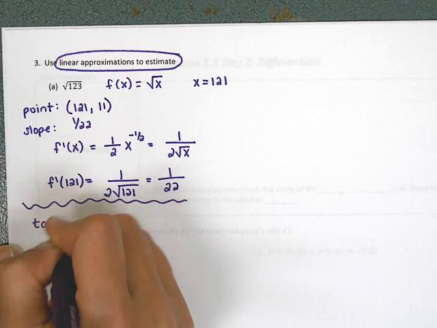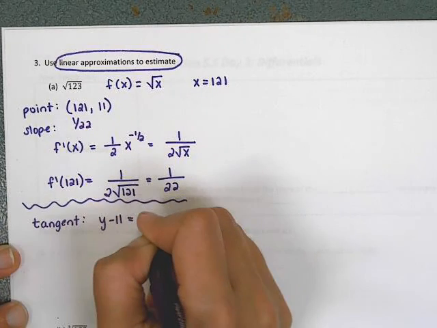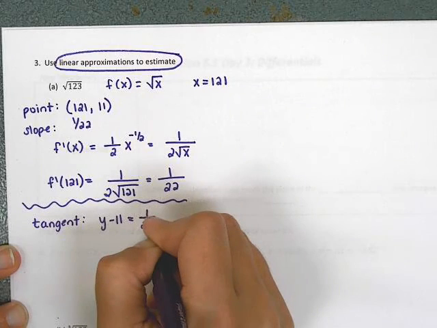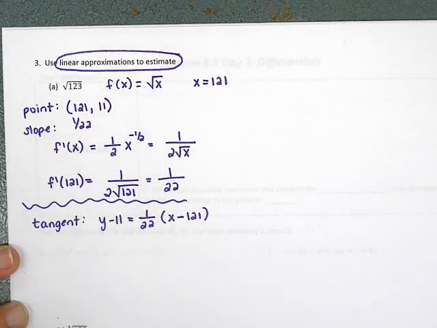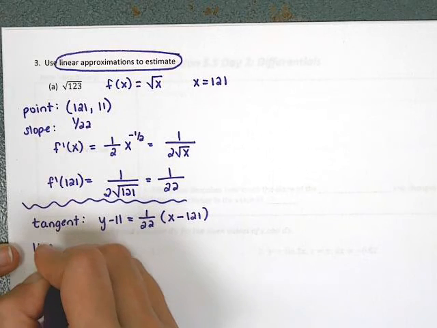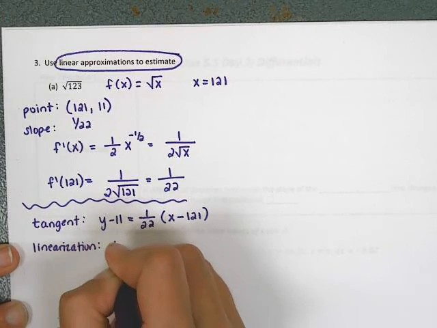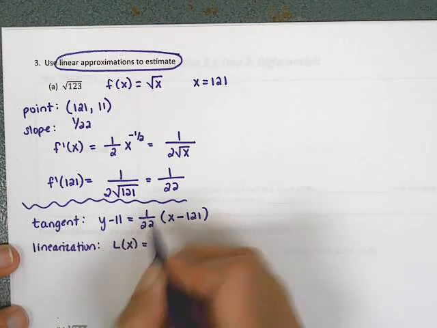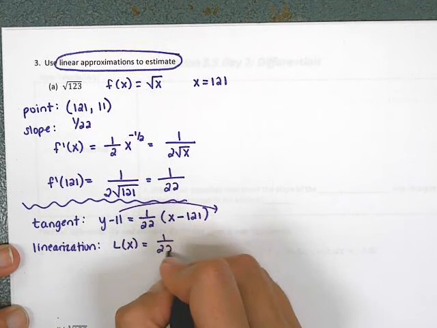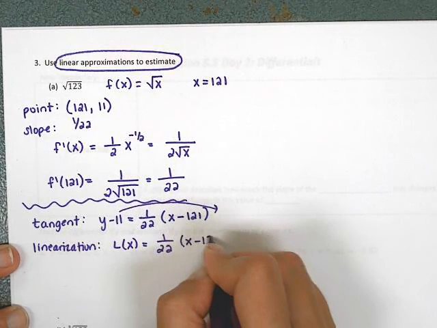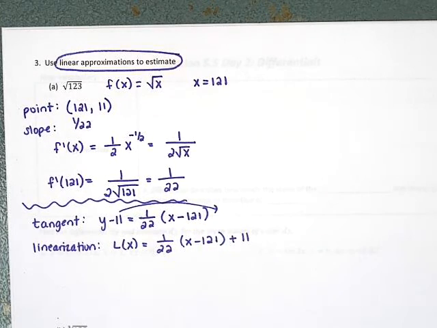Therefore, my tangent line equation would be y minus 11 equals 1/22 times x minus 121. In order to rewrite this as a linearization, I'm going to change the y to an L of x, and I'm just going to add the 11 on the other side. So L of x equals 1/22 times x minus 121 plus 11.